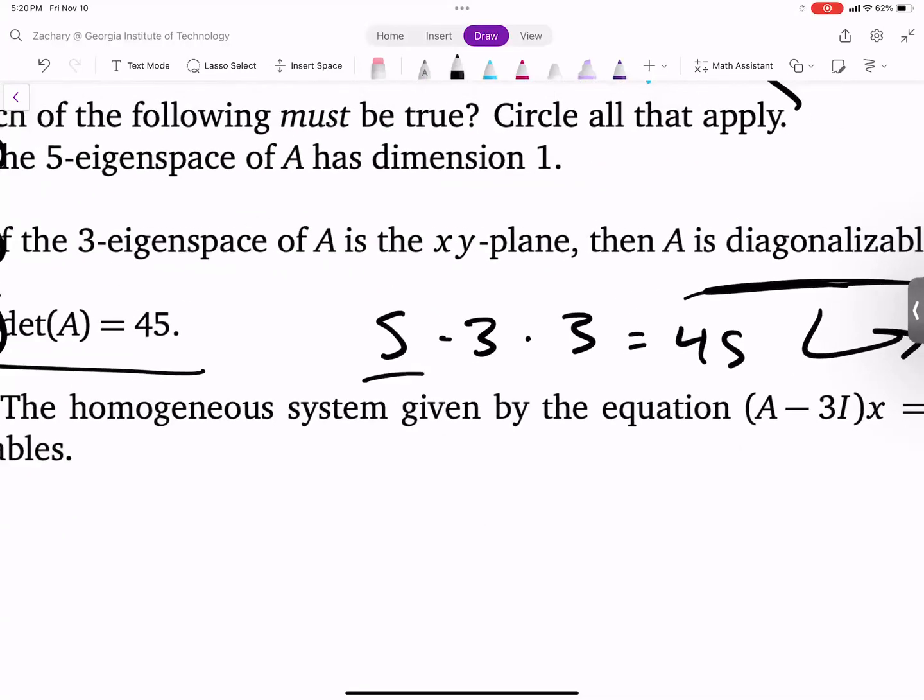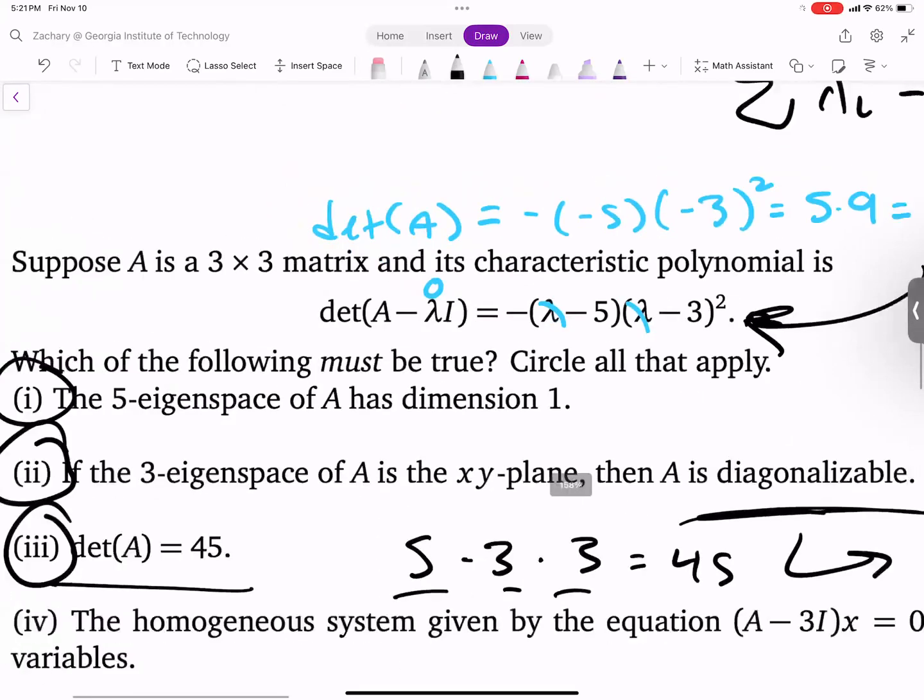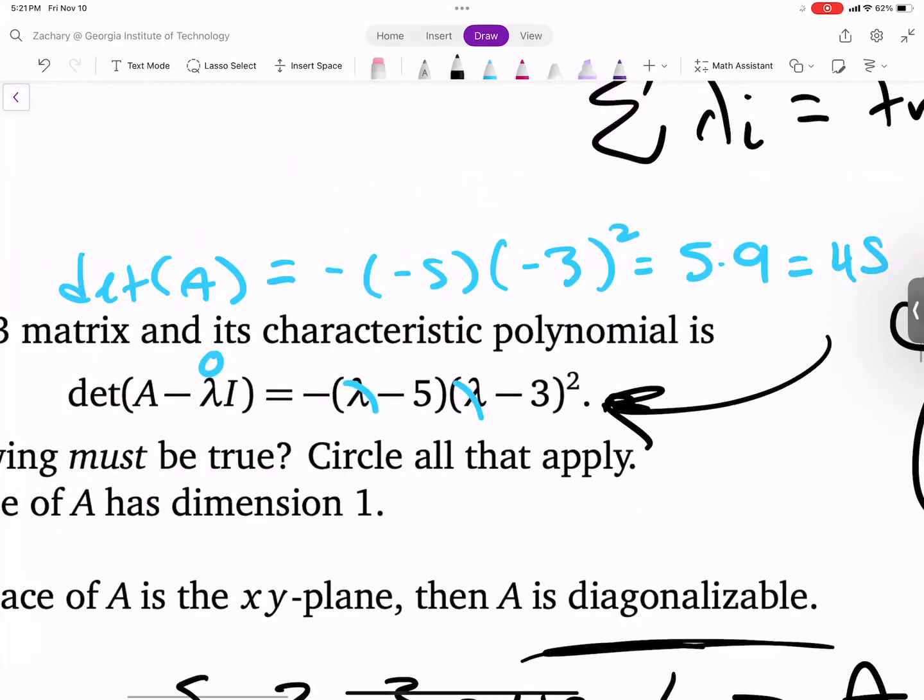Because my eigenvalues are 5, 3, and 3. We multiply 5 times 3 times 3, it gets positive 45. Cool? Okay. And you can see here that this is positive, positive, and this is squared, so it's positive as well.